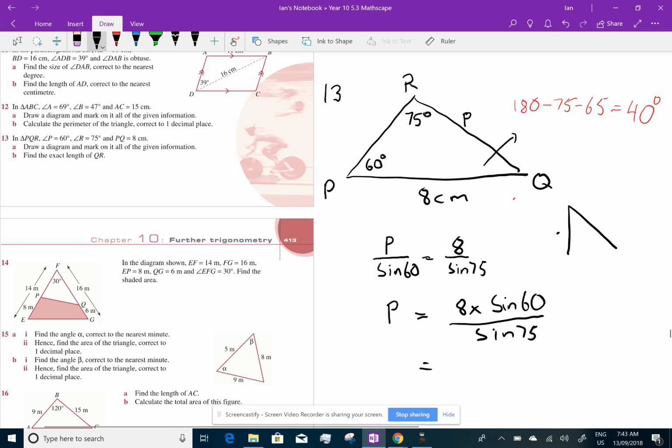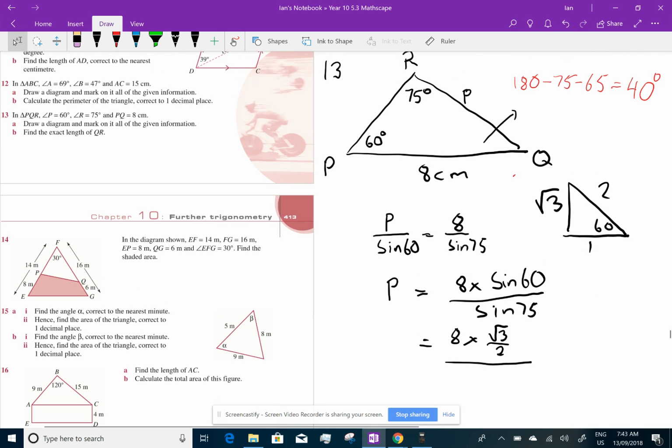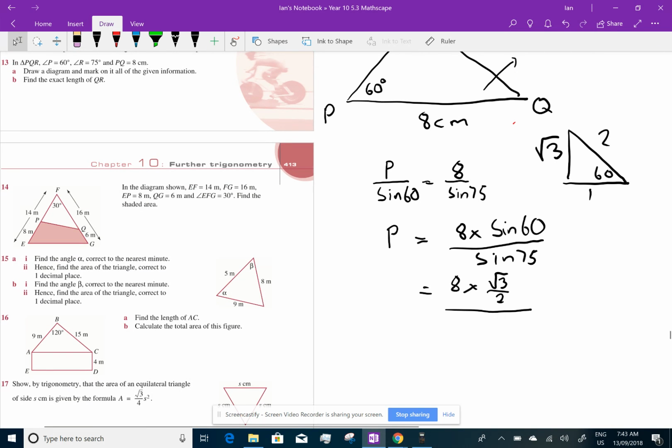And I know sine 60 because I know my exact values. This is 60, this is 1 and this is 2 and this is root 3. Remember, you get that on your formula sheet. So it's going to be 8 times root 3 on 2. But sine 75, I don't know how they expect me to do that. I can't use the sine 40. And I don't know how they expect me to do it.